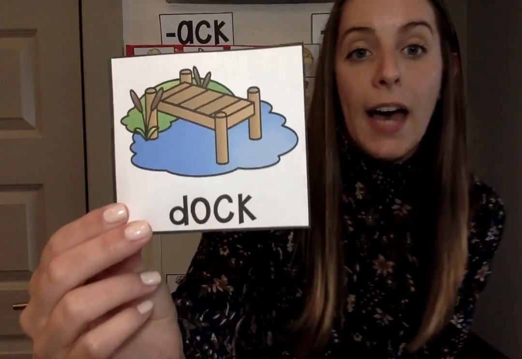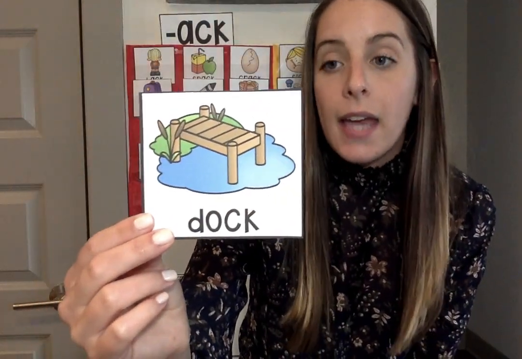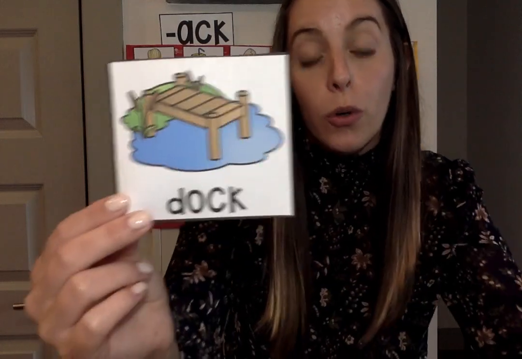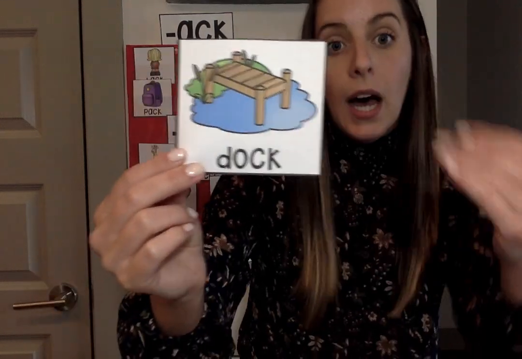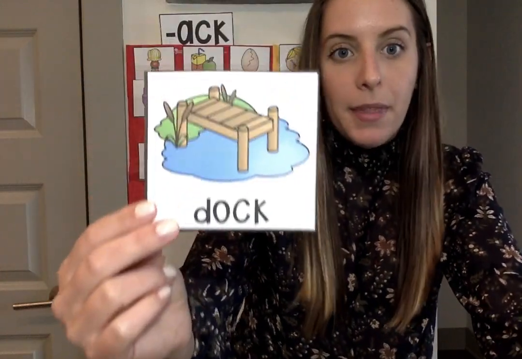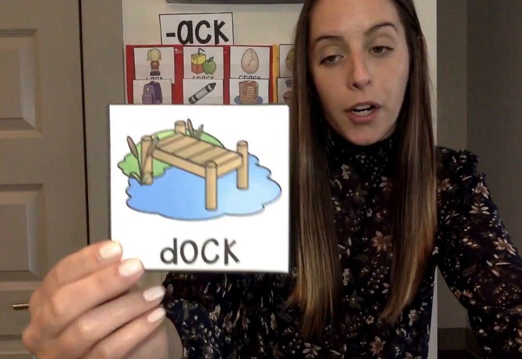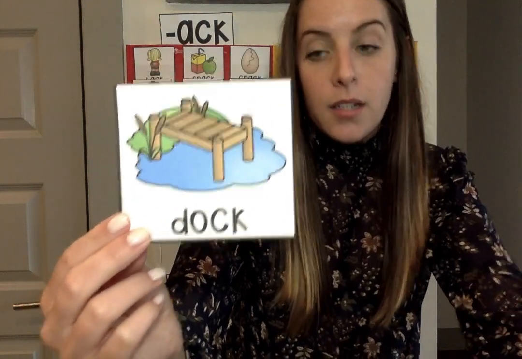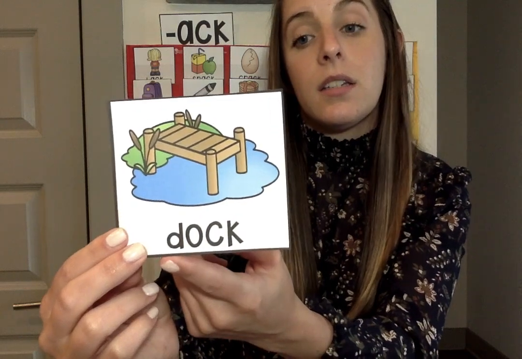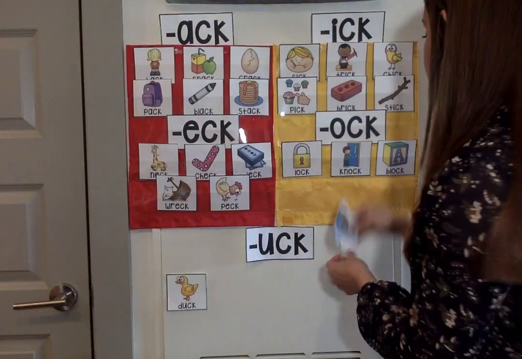Next one, we have a picture of a dock, and a dock is what you see here, that brown piece, and it goes over water to help you walk out a little bit onto the water if you're about to get on a boat or something that travels over the water. So the word is dock. We know that D says D, OCK says ok. D, ok, dock, dock.